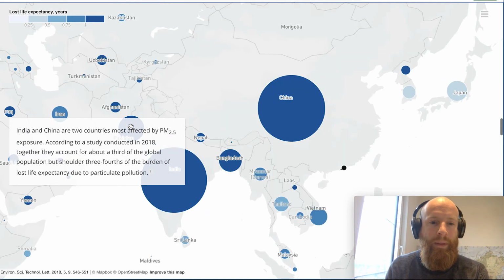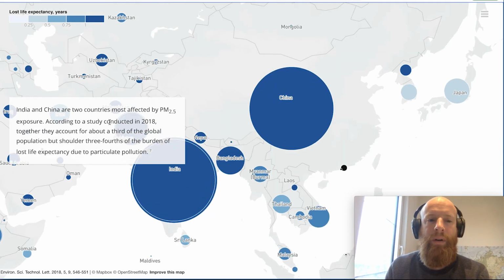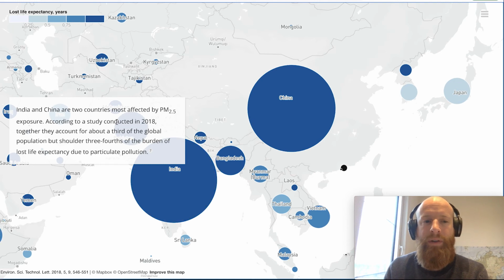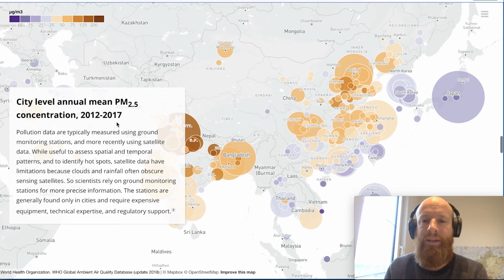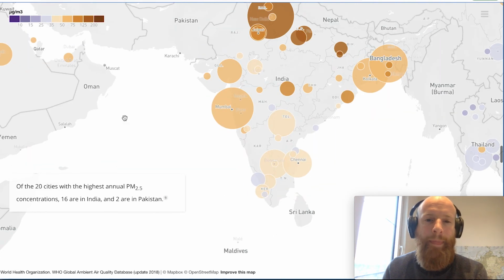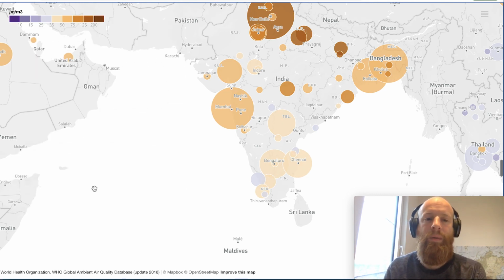The map also zooms in and out when we are highlighting specific countries like China and India, for example. And we also have some data at the city level. So here you can see the air quality in different cities. And especially in India, there are some cities which have a very big problem with air quality.